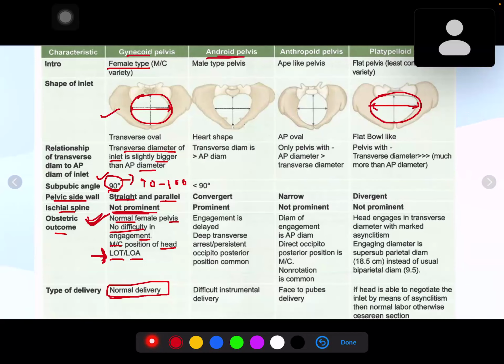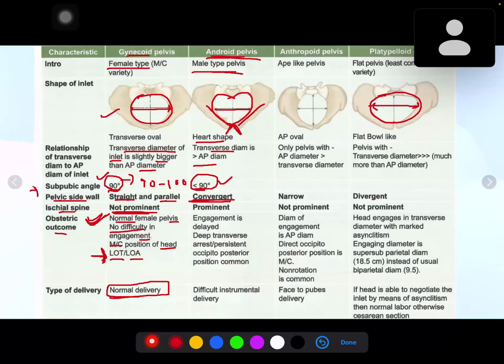Okay, so now the android pelvis. See, this is a female type pelvis. Okay, now what's the difference between the female and male looking? That's important for you. Okay, so see the shape of inlet. This is the heart shape. This is a very important point. Heart shape. Again, the transverse diameter is more than AP diameter because this is a heart shape. But the difference would be a subpubic angle of less than 90 degrees. Okay, so this is a very important difference for a male looking pelvis, because the subpubic angle would be very acute and its side walls would be convergent. Like side walls would be inwards.